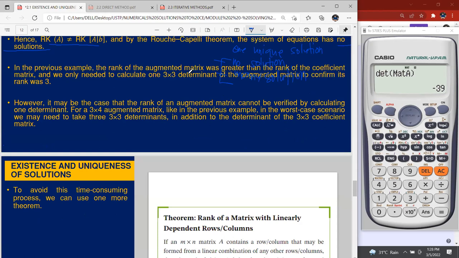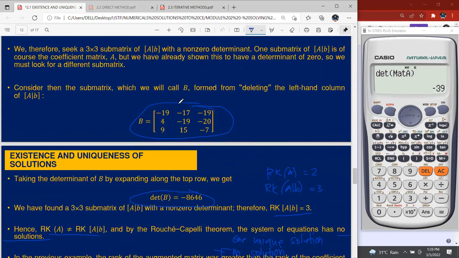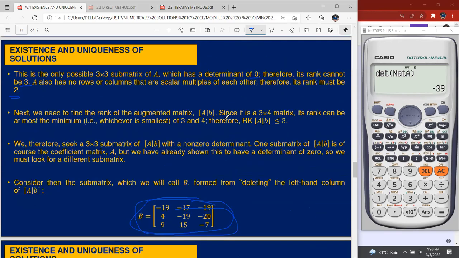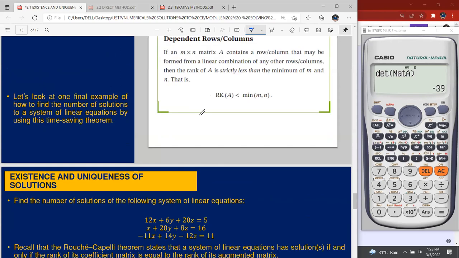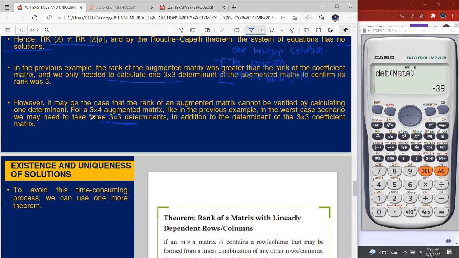In the previous example, the rank of the augmented matrix was greater than the rank of the coefficient matrix. And we only needed to calculate one 3 by 3 determinant of the augmented matrix to confirm that its rank was 3. However, it may be the case that the rank of an augmented matrix cannot be verified by calculating one determinant. For a 3 by 4 augmented matrix, like in the previous example, in the worst case scenario, you need to take the 3 by 3 determinants. If taking these again gives zero, you need to try the other combinations. We may need to take three 3 by 3 determinants, in addition to the determinant of the 3 by 3 coefficient matrix.